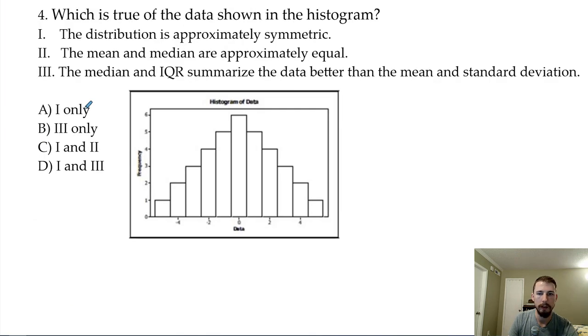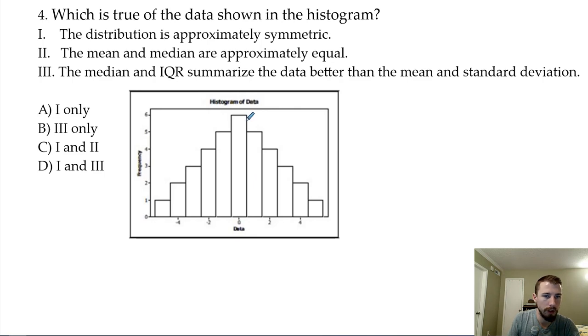Which is true about the data shown in the histogram? All right, so clearly it's symmetrical. Like this is perfectly symmetrical. Data never looks like this, by the way, unless it's like a theoretical model of dice or something that actually looks about right. Anyway, distribution is approximately symmetric.